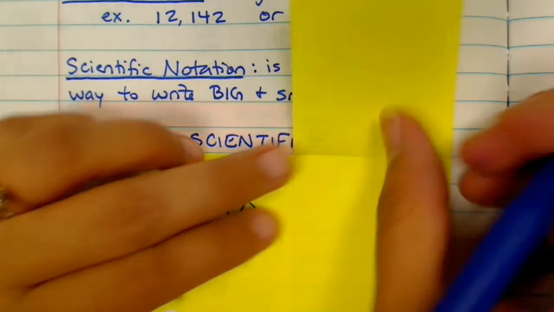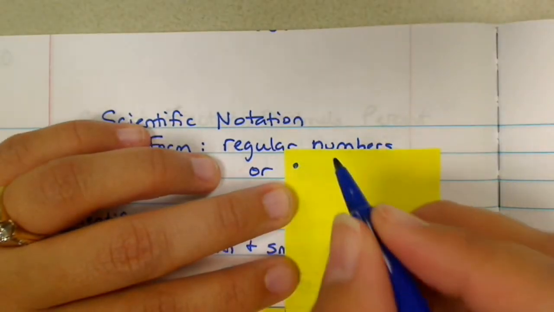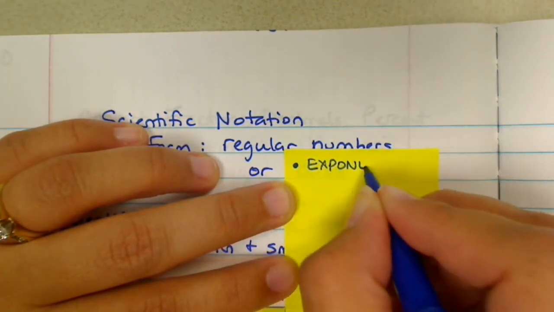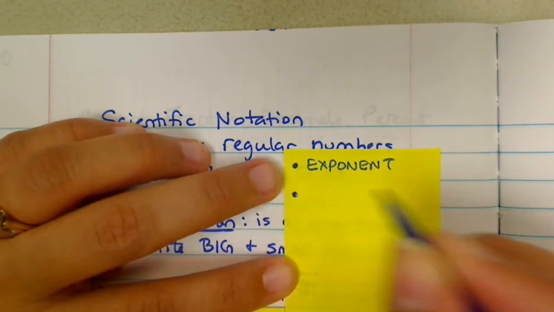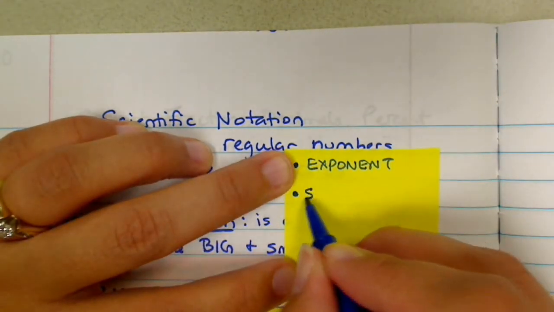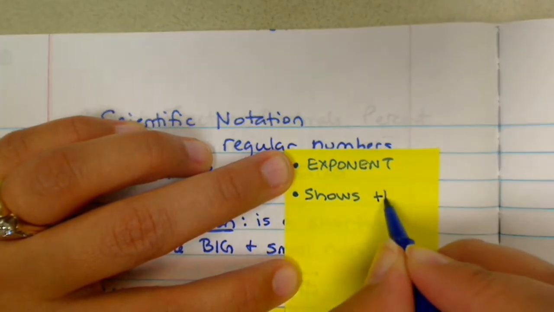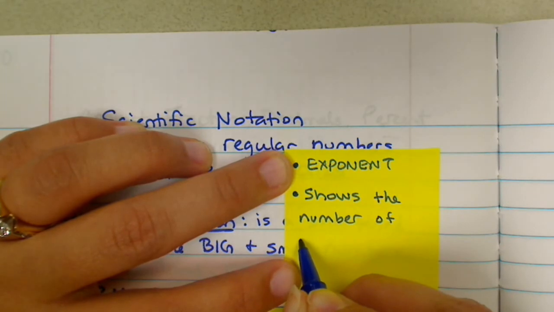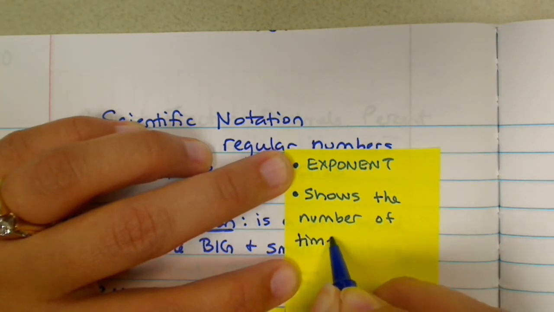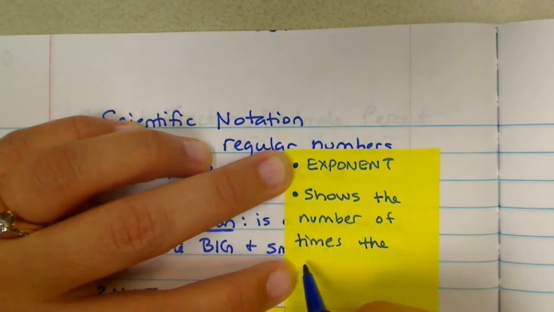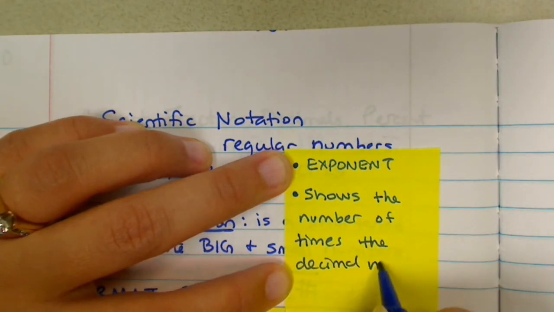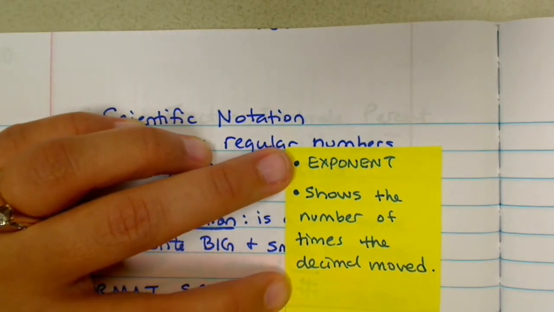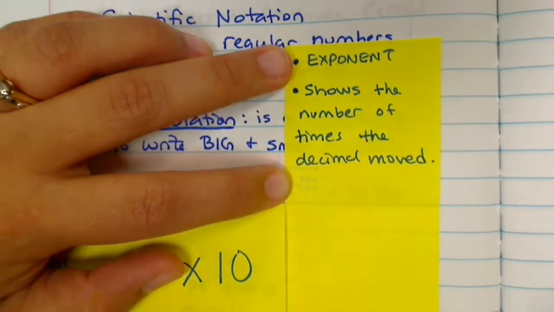Go ahead and open up that flap. On the top flap, we're going to write exponent. The second bullet: the exponent shows the number of times the decimal moved. And we'll do some examples in a little bit.